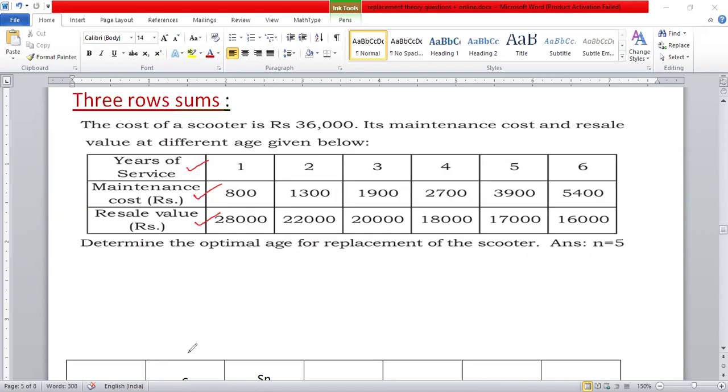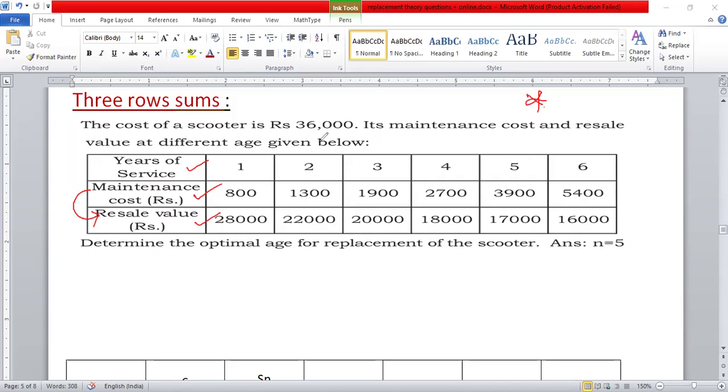So be careful when we are writing the formula and which columns should be used. These two columns sometimes get shuffled. The second column, resale value, is given; the third column, maintenance cost, is also given. So be careful when solving the 3-row sum. Obviously in the examination, this is a high voltage question, called the 3-row sum. Okay, let me start this question now.